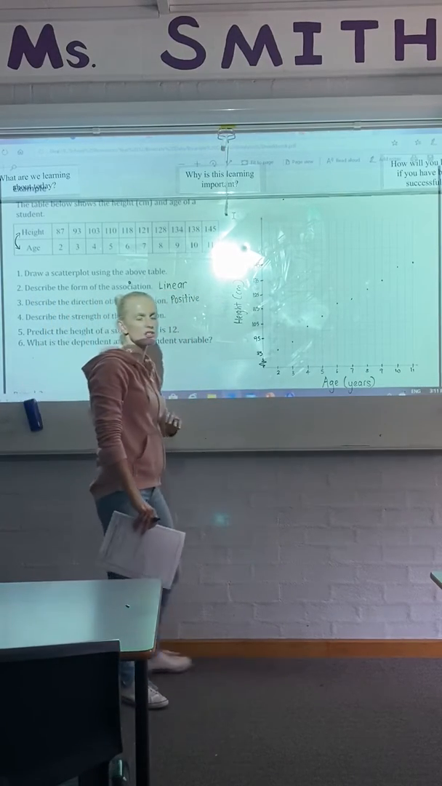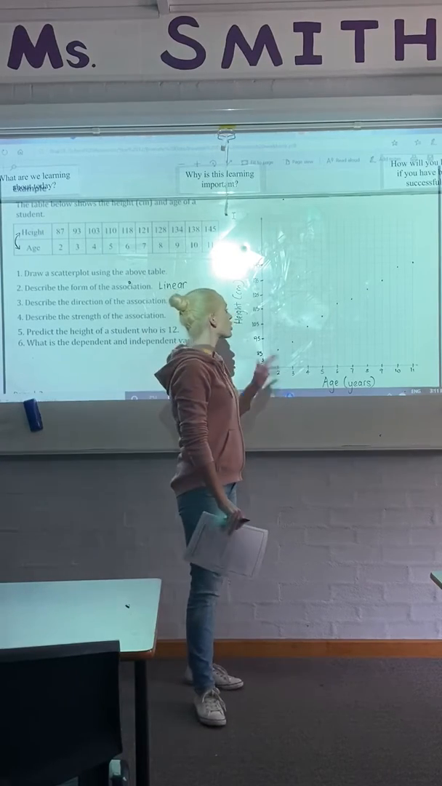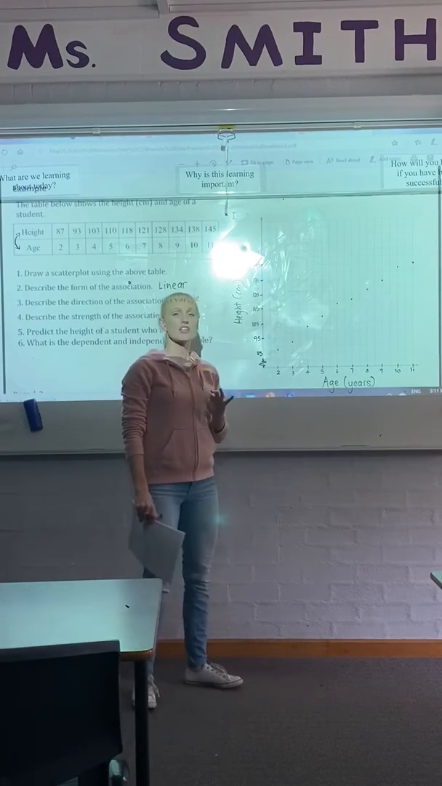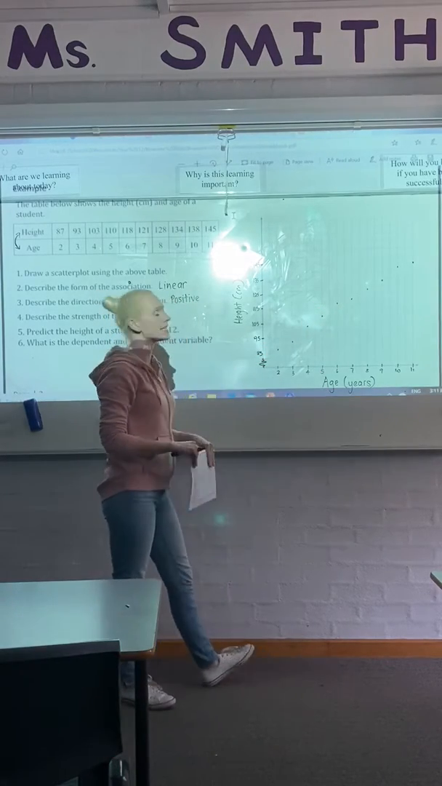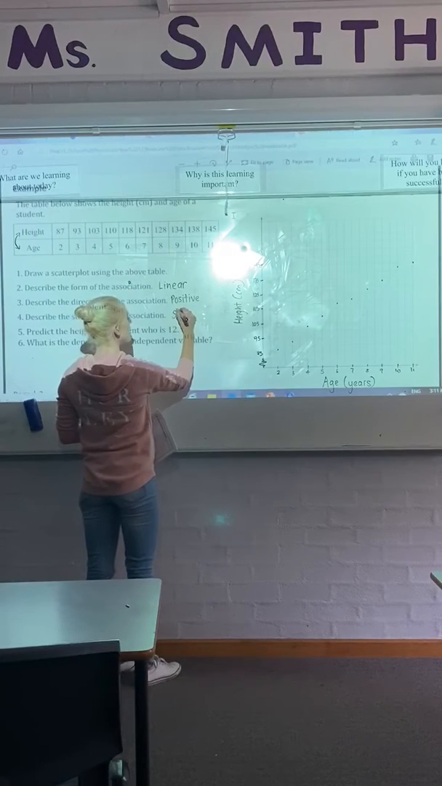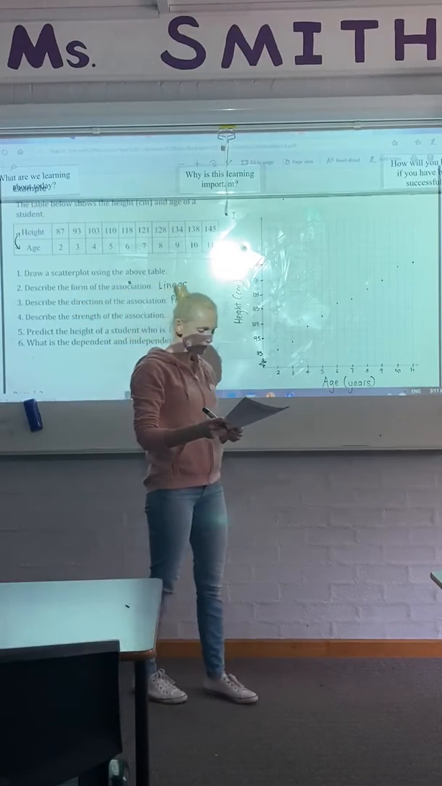Describe the strength of the association. We said we've got strong, moderate, or weak. The closer it is to a straight line, the stronger the relationship. This is a pretty good straight line, so we could definitely say that there is a strong relationship or a strong association between the two variables.